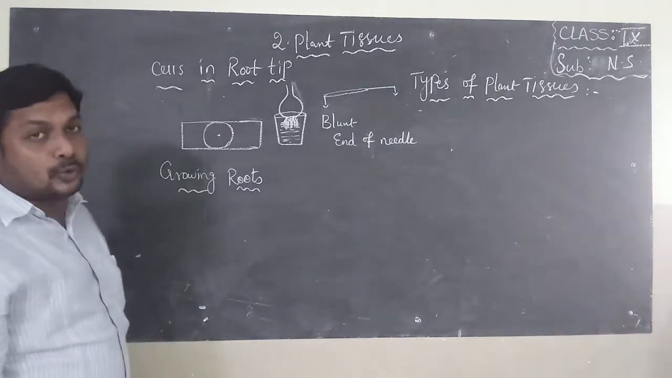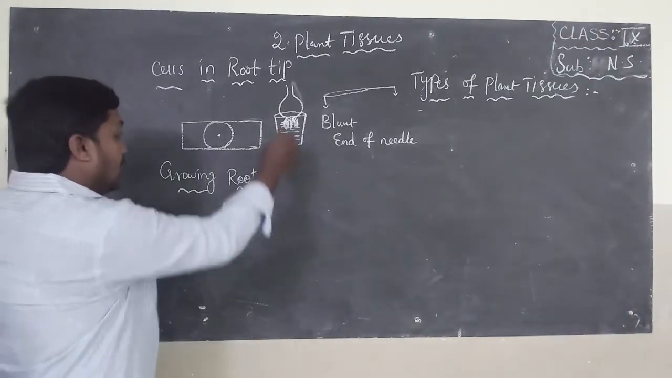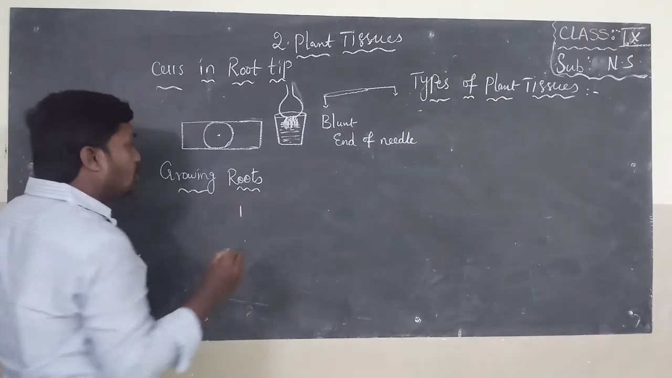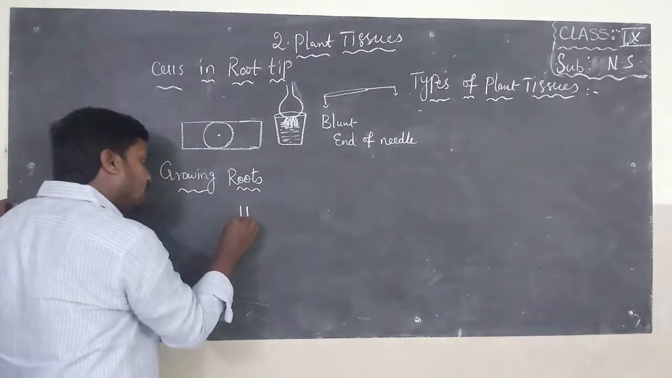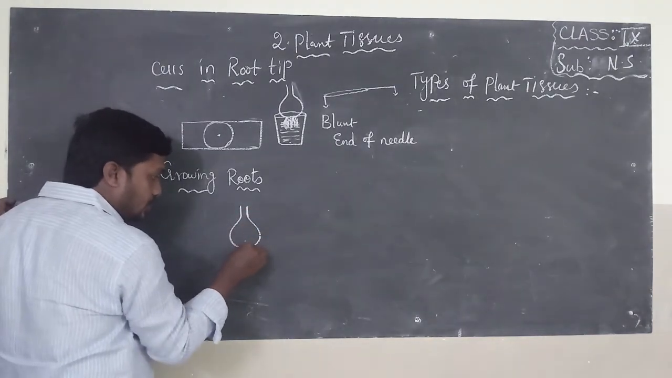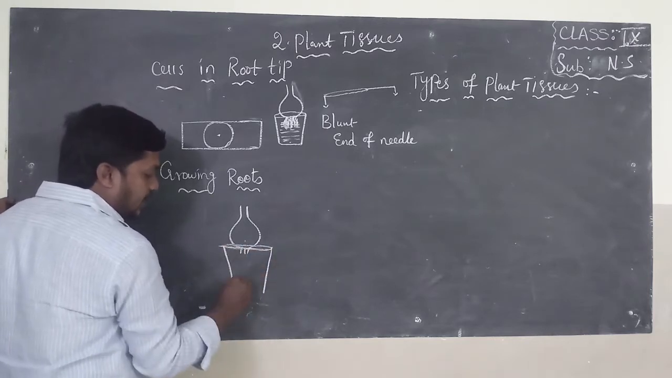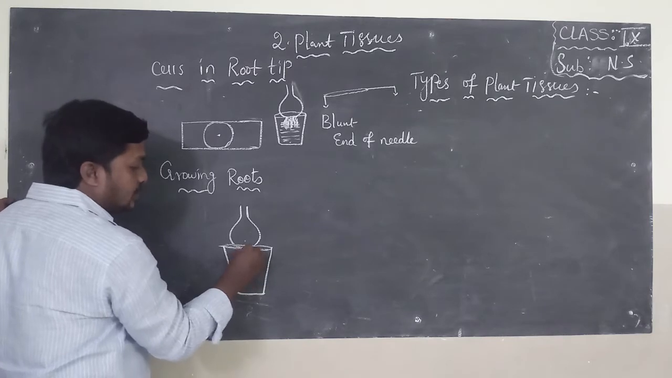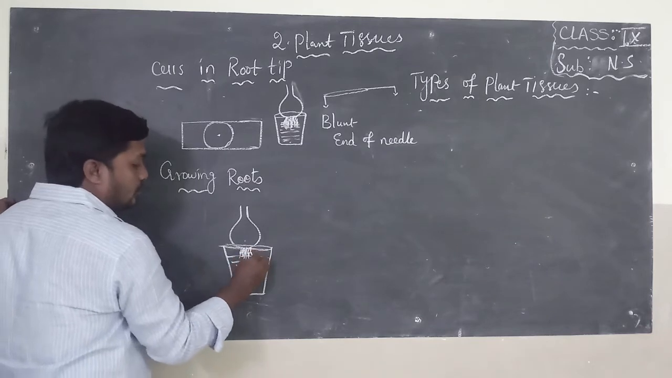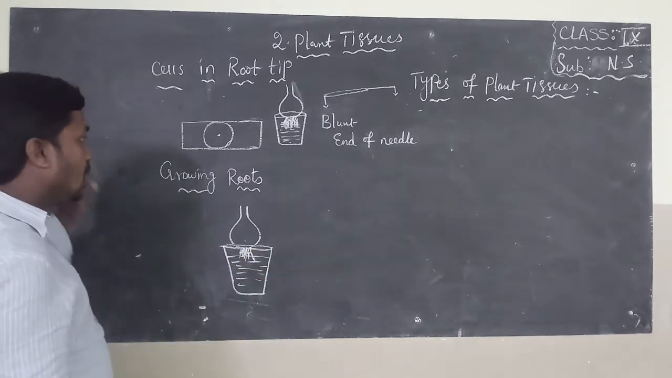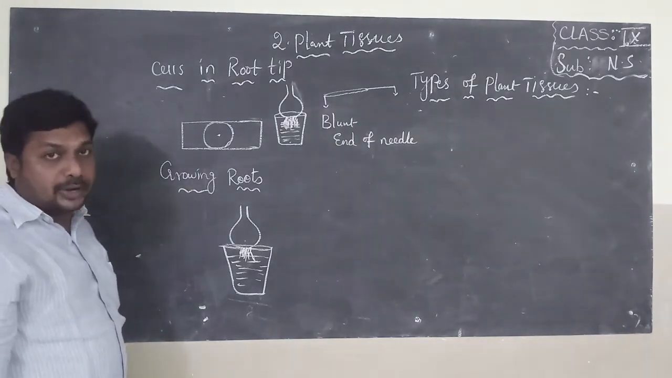Now, growing of roots. Take an onion. How to observe growth of roots in an onion? Take an onion, keep the onion in a transparent glass. Fill the glass with water. Okay, leave the onion in the glass of water for 4 days.